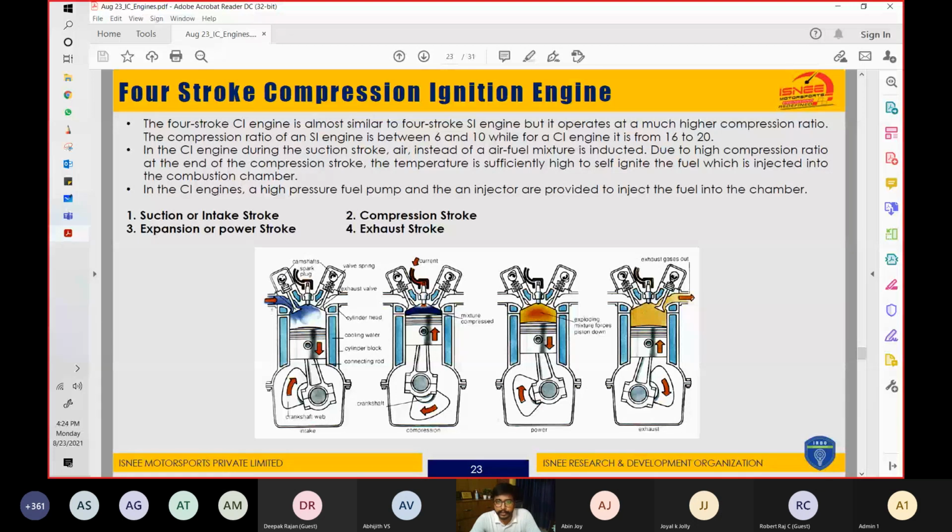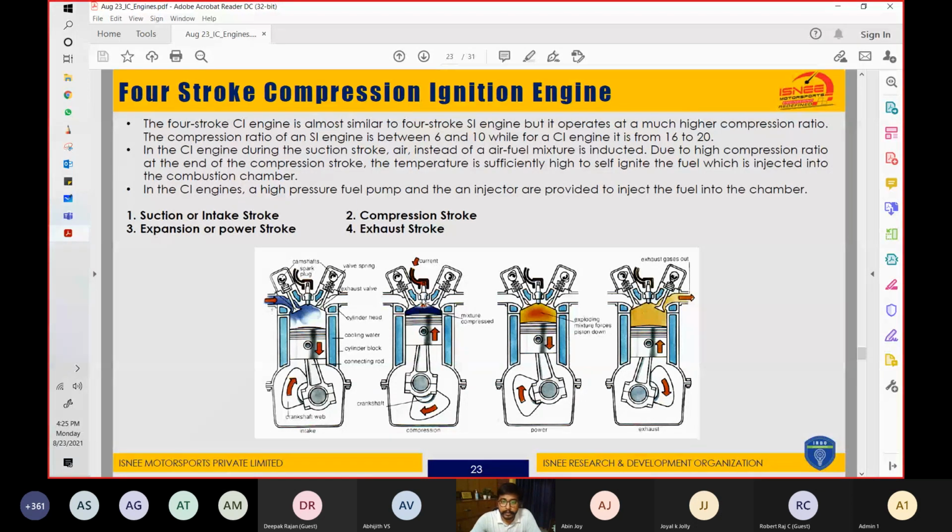The compression ratio of the SI engine is between 6 to 10, and for the CI engine, this value is 16 to 20. So in the CI engine, during the suction stroke, air instead of the air-fuel mixture is inducted, as I said earlier. In the SI engine, the air-fuel mixture came in through the intake manifold, and in this CI engine, only air comes in during the first stroke, the intake stroke. And due to the high compression ratio, at the end of the compression stroke the temperature is sufficiently high to self-ignite the fuel, which is injected into the combustion chamber.